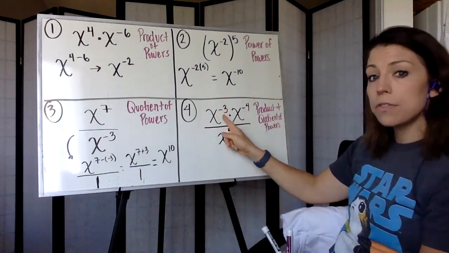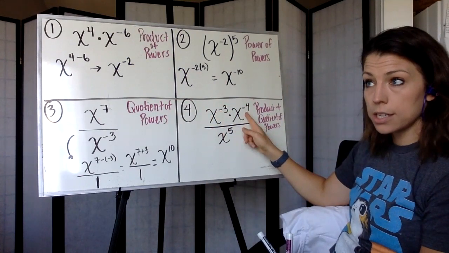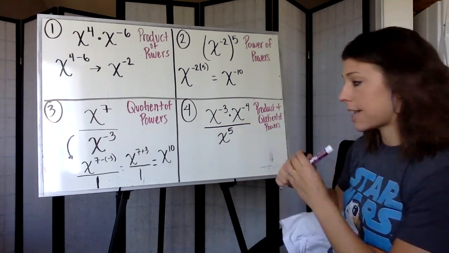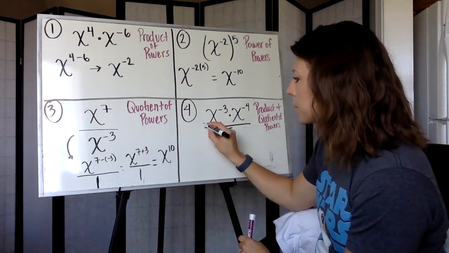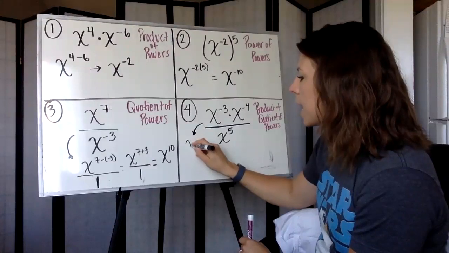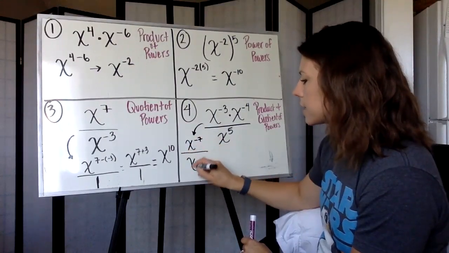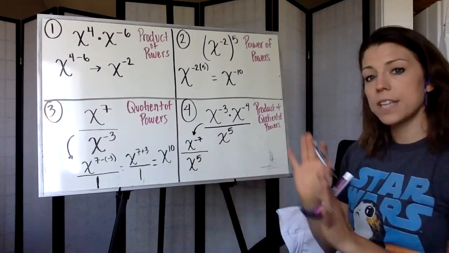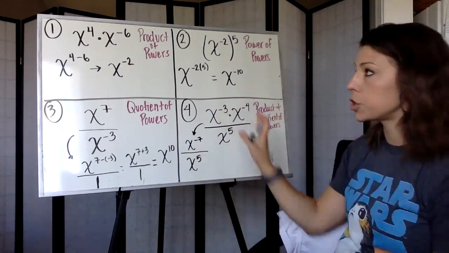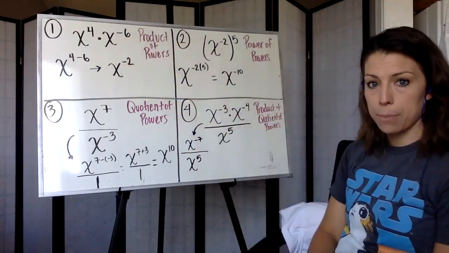Now, what is negative 3 plus negative 4? That would be negative 7. So my first step here is I just applied the product property, and now I have x to the negative 7 over x to the 5th. So all I've done is simplify the numerator of the quotient, applying the product of powers property.